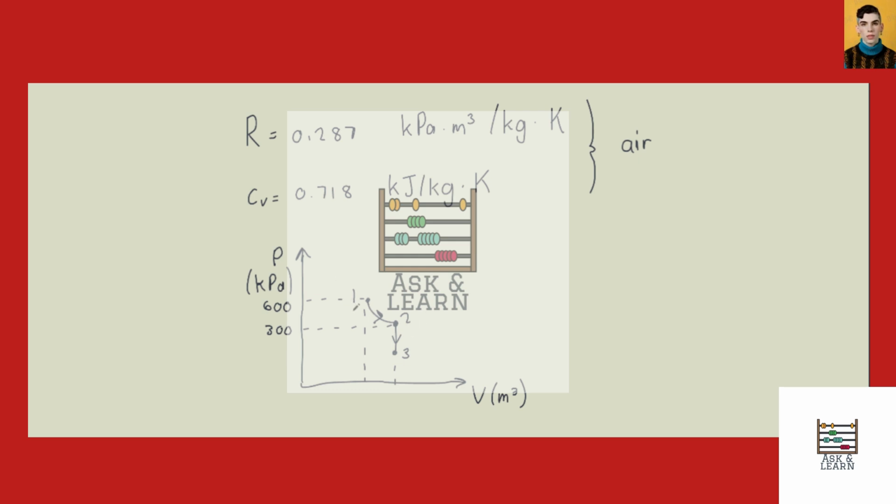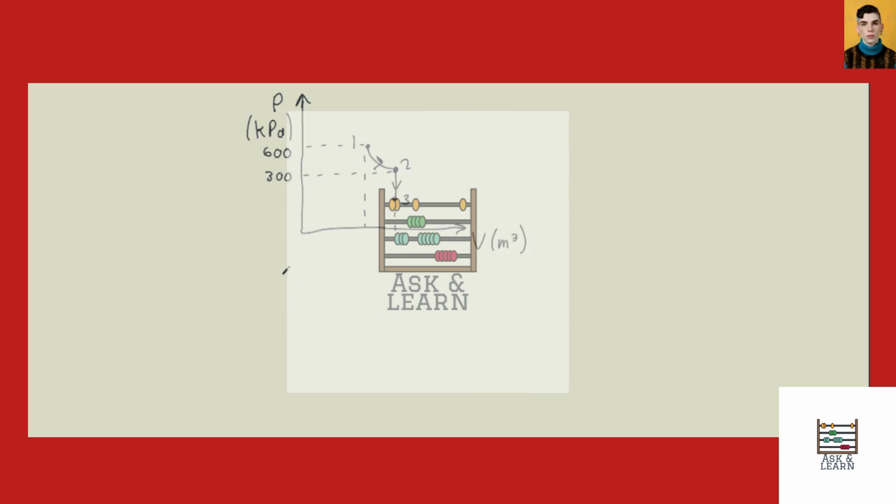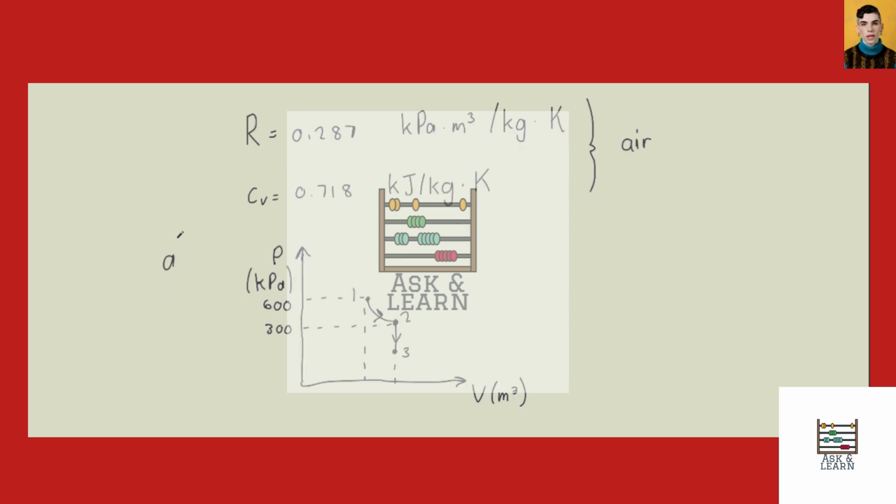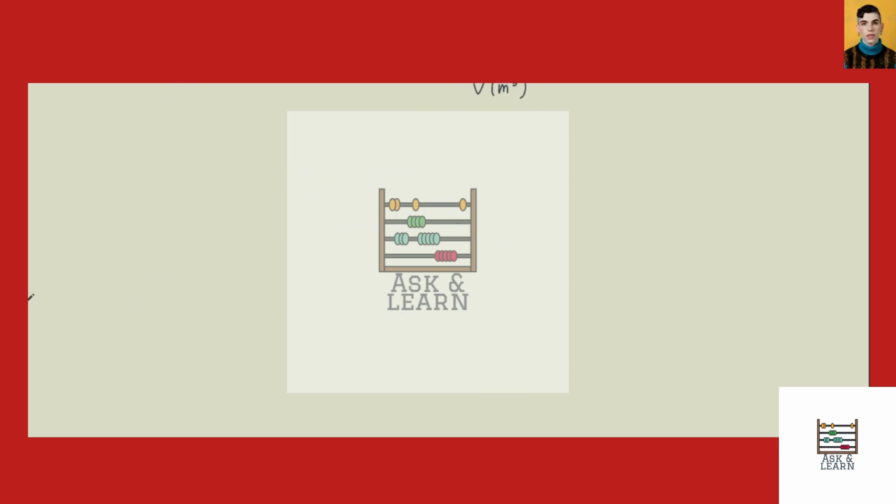Now we make the assumption that air is an ideal gas here and that the kinetic and potential energy changes are negligible. Now the properties of air are its gas constant R, which is 0.287 kilopascal meter cube per kg Kelvin, and the specific heat at constant volume, 0.718 kilojoule per kg Kelvin. Now 1-2, remember, is the isothermal process and 2-3 is the constant volume process. So this is our diagram. Our PV diagram is required.